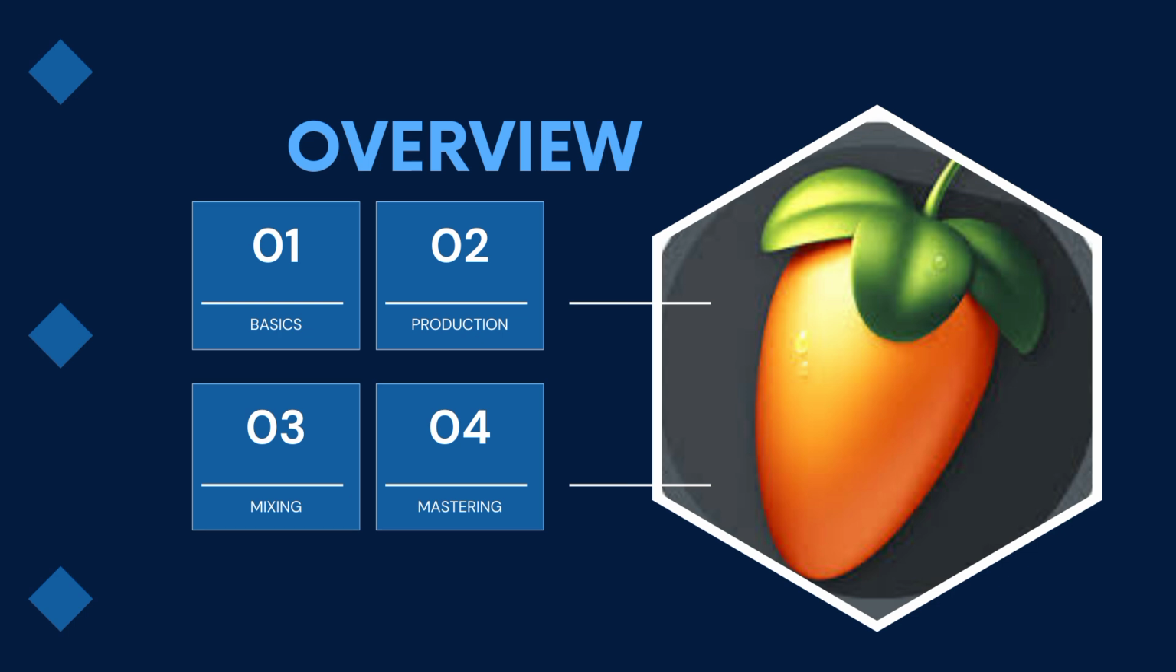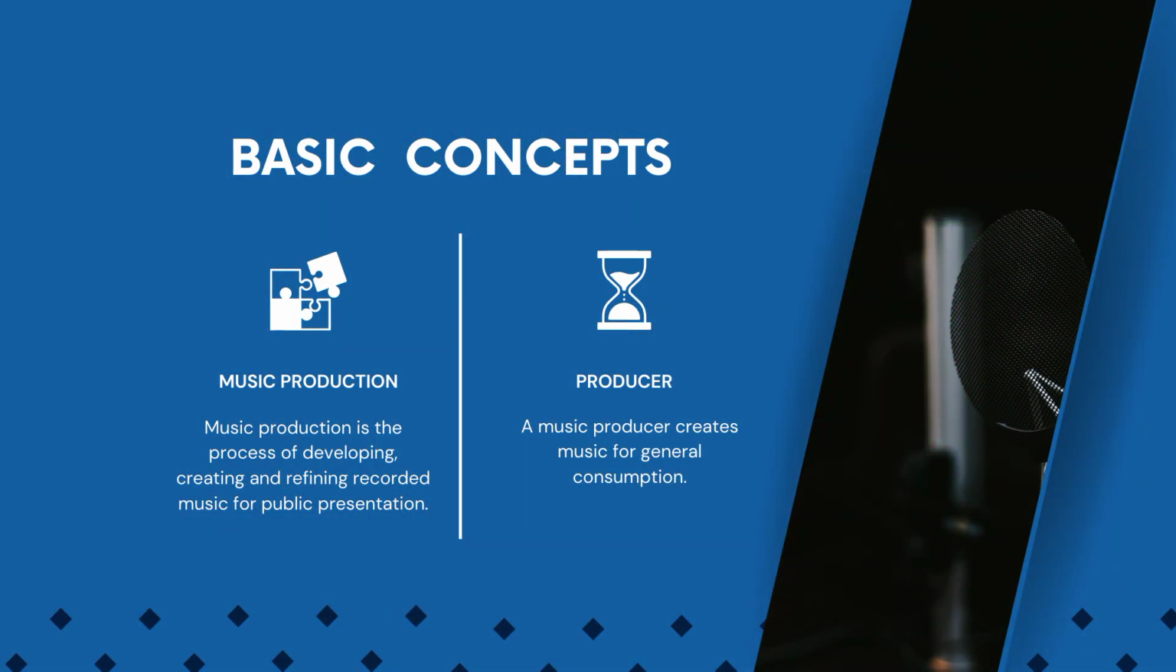This is lesson one, basic concepts of music production. Now, we are going to start. We ask, what is music production? Music production is a process of developing, creating, and refining recorded music for public presentation. This involves arrangements, recording, beat making, sound design, etc. So that is what music production is all about. Now, we can say that a music producer creates music for general consumption.